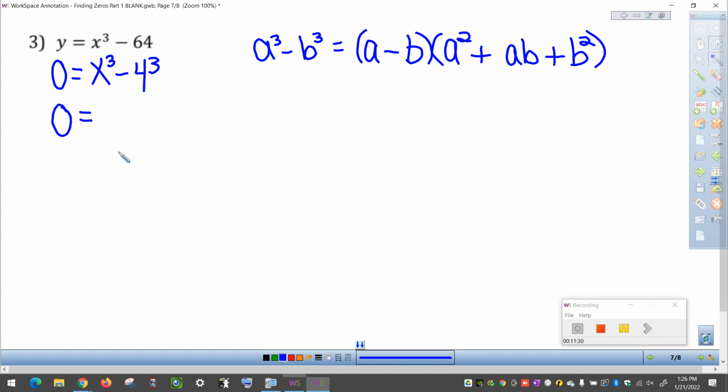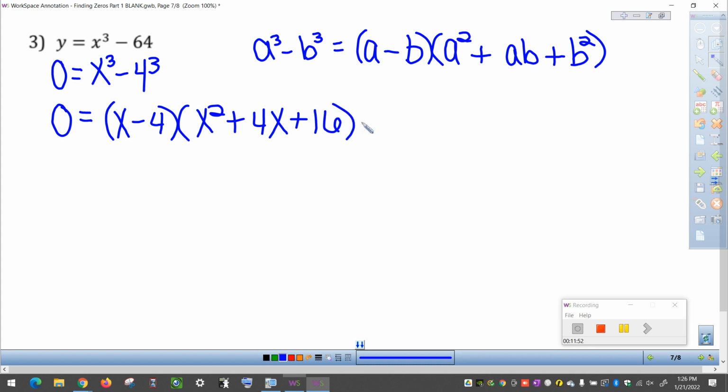All right, so let's go ahead and fill this in. So here, the way that we've written it, we can see that A is going to be x and B is going to be 4. So in the binomial part, it's just simply x minus 4. And then for the trinomial, we're going to have x squared plus 4x. And instead of writing 4 squared at the end, I want you to think about 4 squared in your head, but I want you to go ahead and write it as 16.